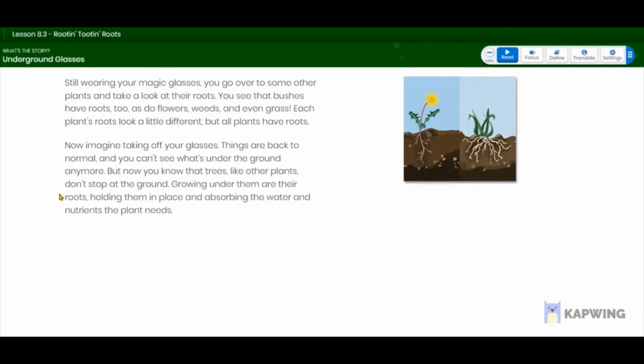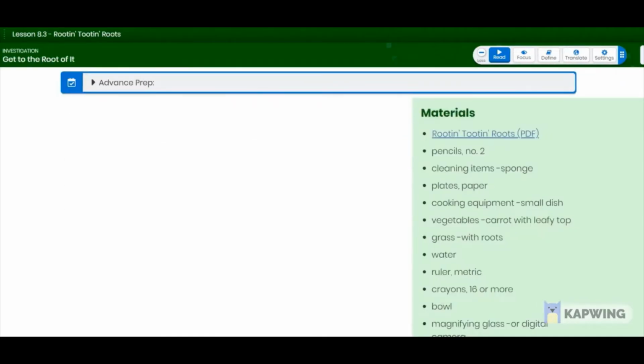Growing under them are their roots, holding them in place and absorbing the water and nutrients that the plant needs. They help hold them in place and help them get what they need to grow, like water and nutrients. Okay.